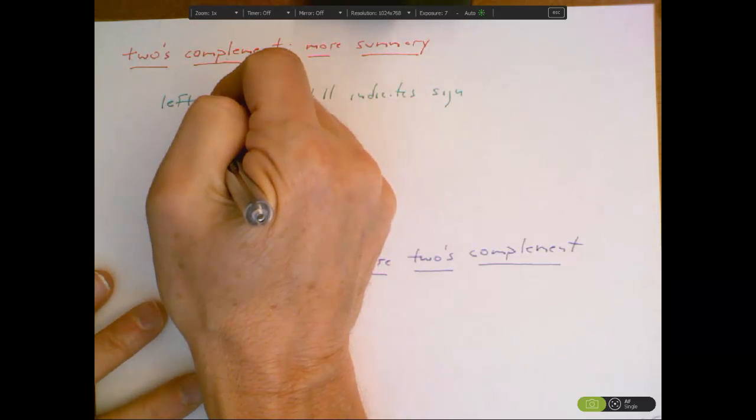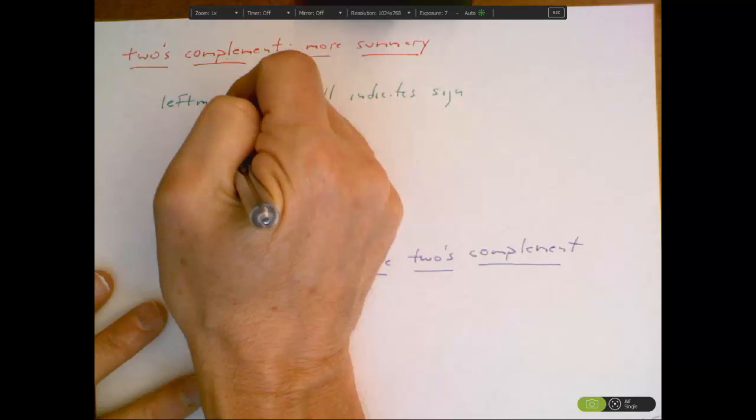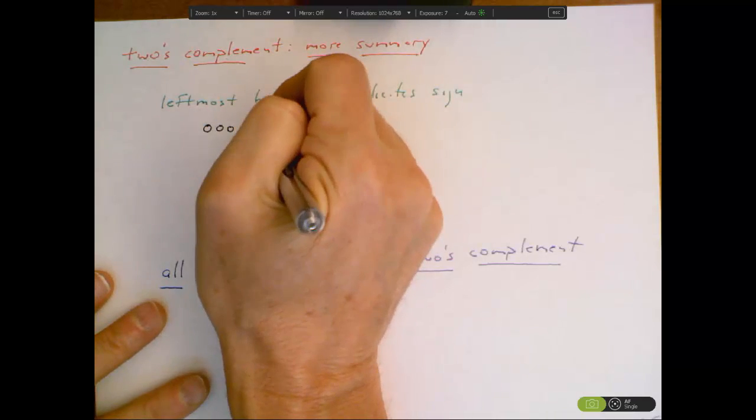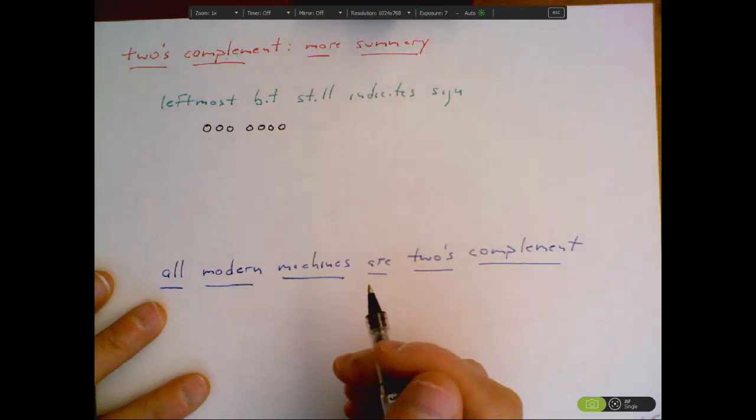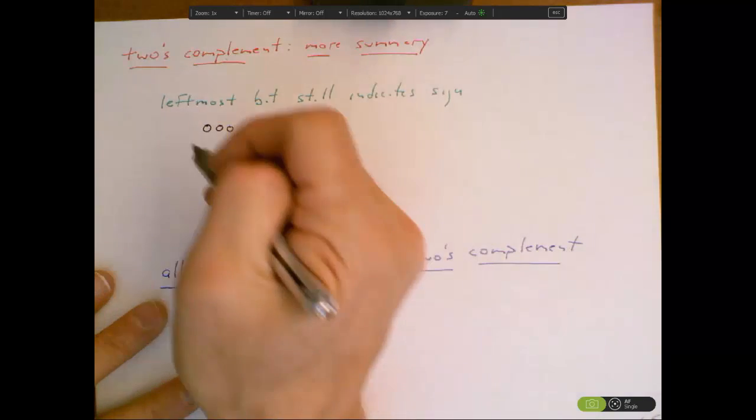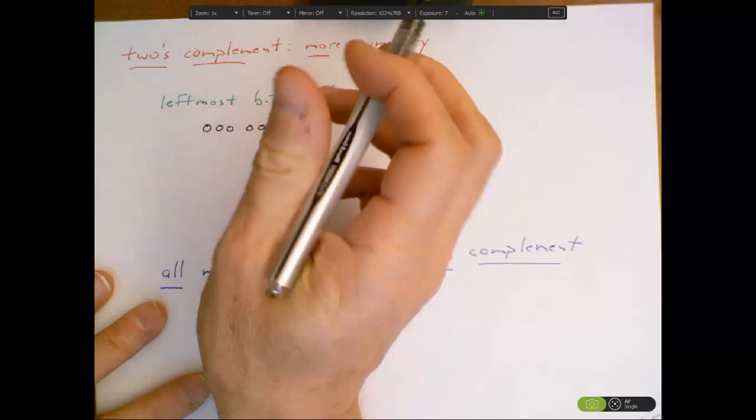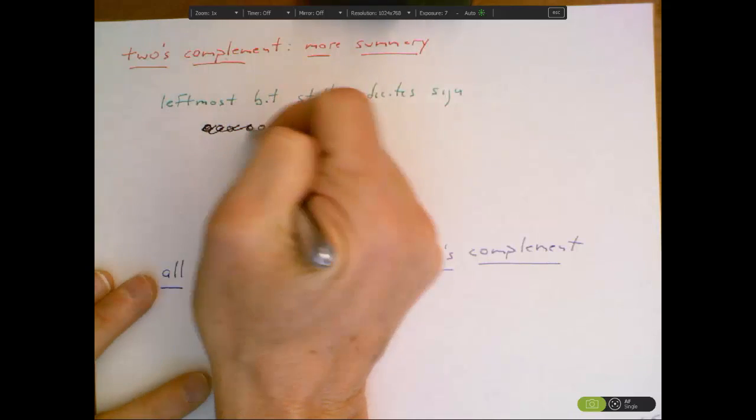If the magnitude of the number won't fit in the number of bits we have. I guess this is not a good example. Let me start over again.